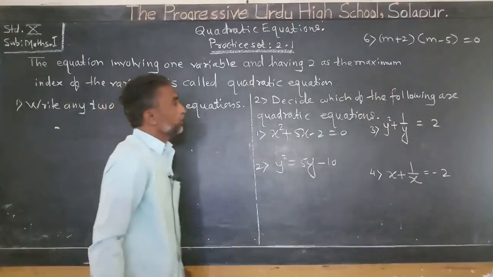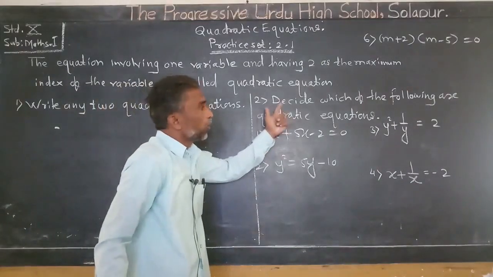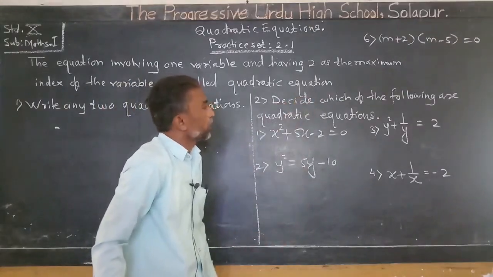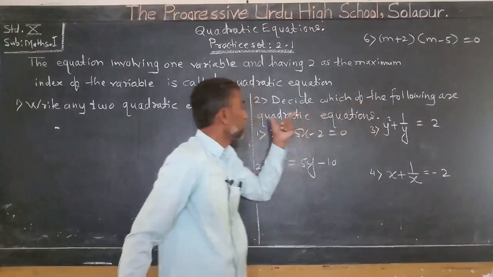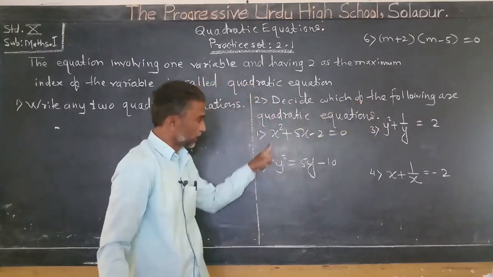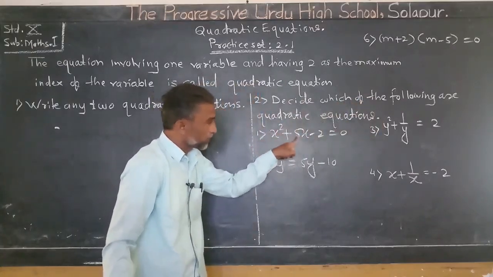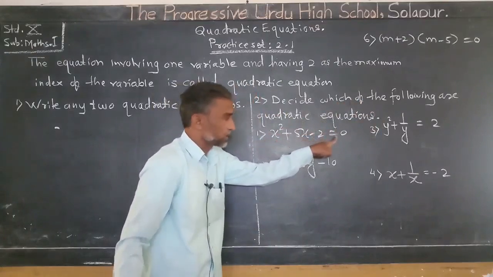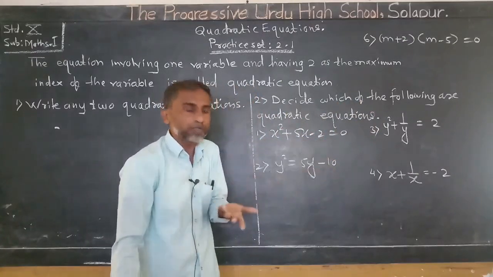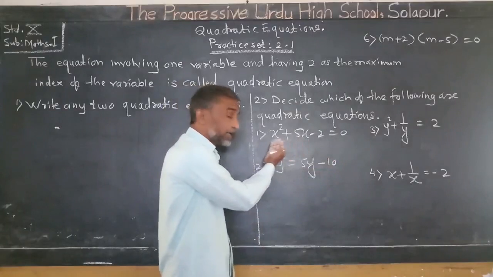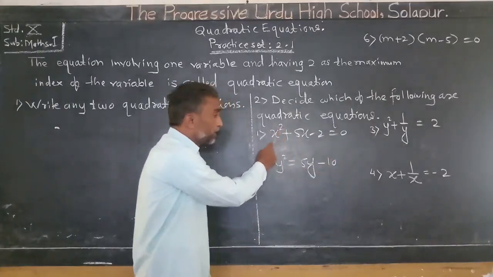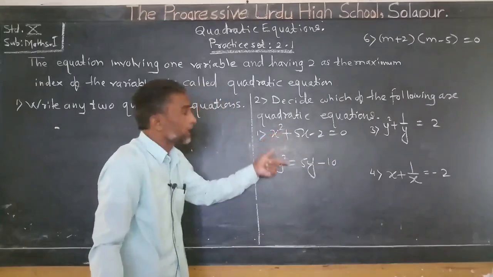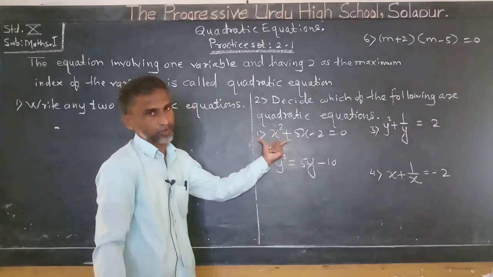Now, question number 2. Decide which of the following are quadratic equations. Number 1. X square plus 5x minus 2 is equal to 0. If you observe, as there is only one variable x and the variable has the maximum index 2, therefore it is a quadratic equation.